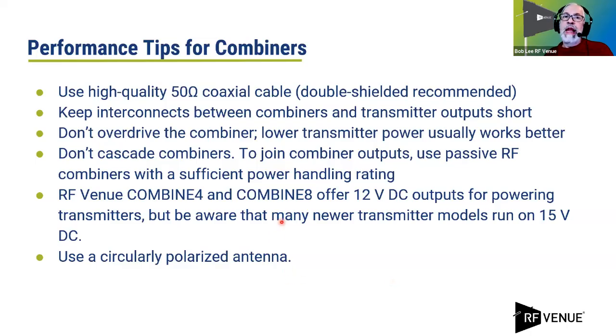The Combine 4 and Combine 8 offer 12-volt DC outputs for powering transmitters. Something to keep in mind, though, is that a lot of newer IEM transmitter models actually run on 15 volts instead of 12. We get that a lot, where people are trying to power a bunch of PSM 900s or PSM 1000s from the combiners, and they're only getting 12 volts, and they would actually run more happily on 15 volts.